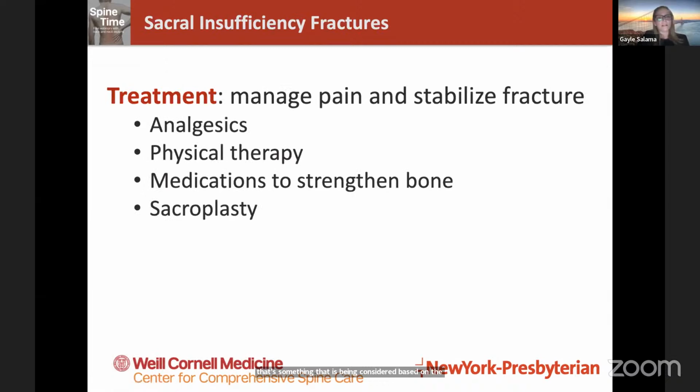So we talked about how these patients present and which patients are at risk. We talked about what we do when we're suspecting that this might be going on in the patient. Once it's diagnosed, what do you do about it?